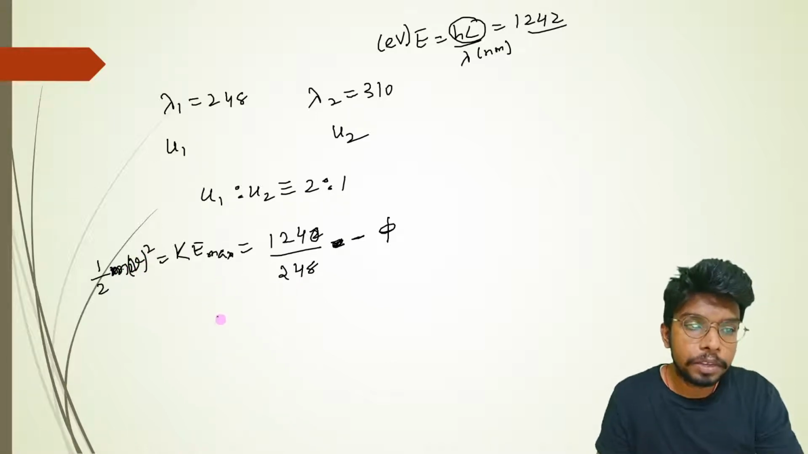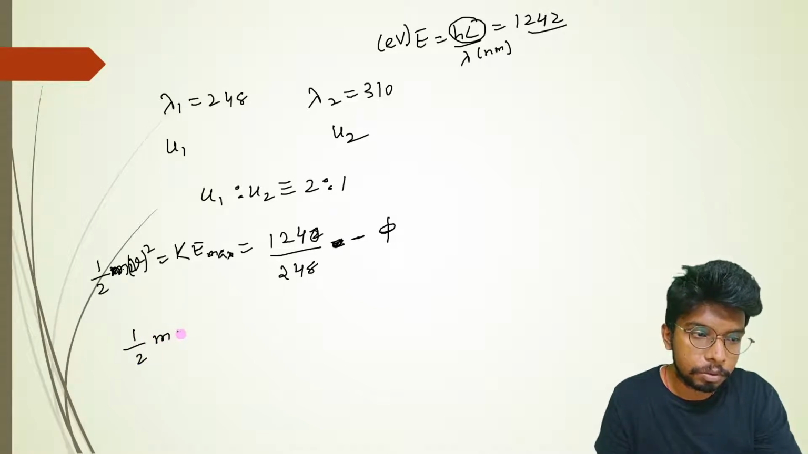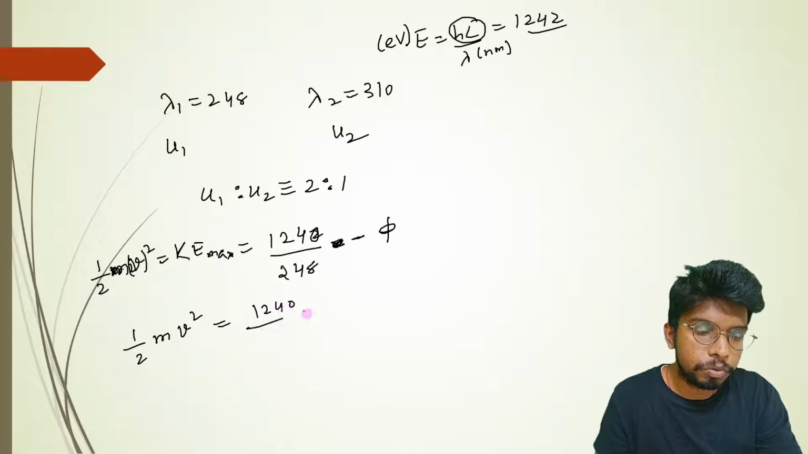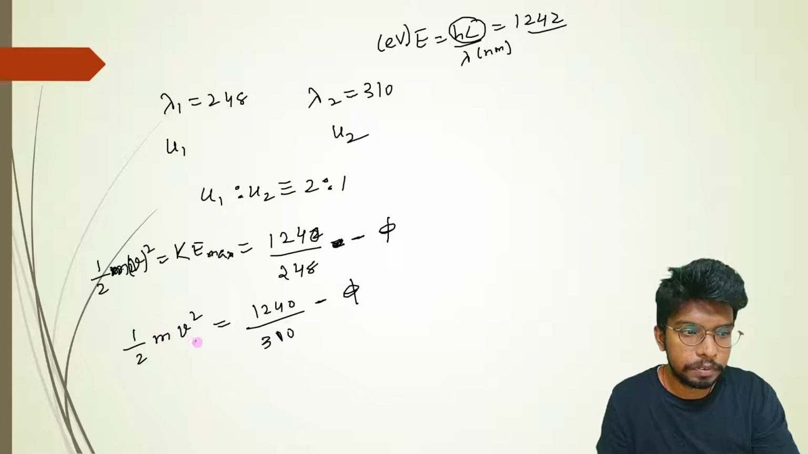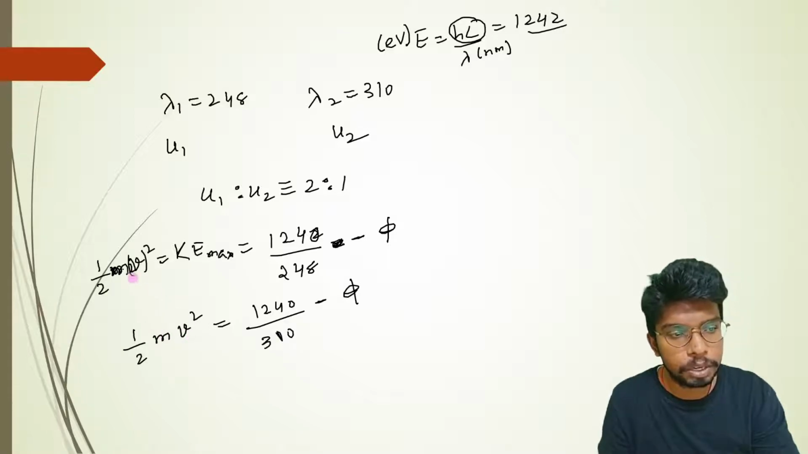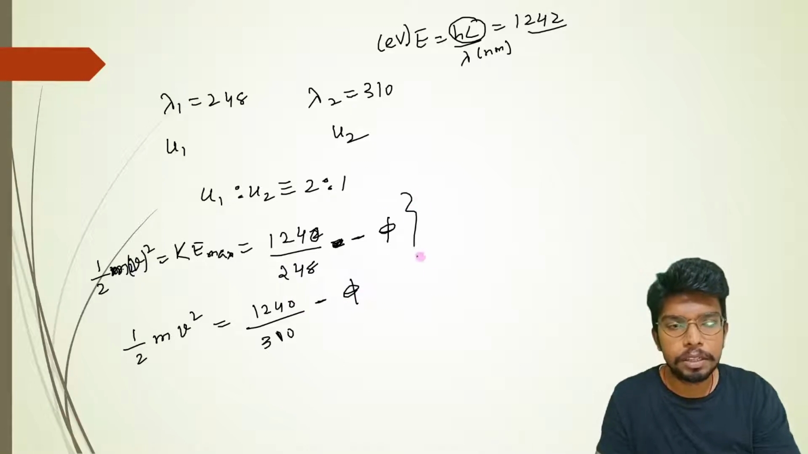In the same way, we can have another equation: half m v square is equal to 1240 by 310 minus phi. So we have two relations, and we can divide them. From here we'll get 4v square over v square. If you calculate, you can get the value of phi.